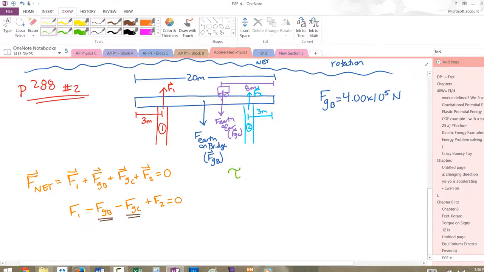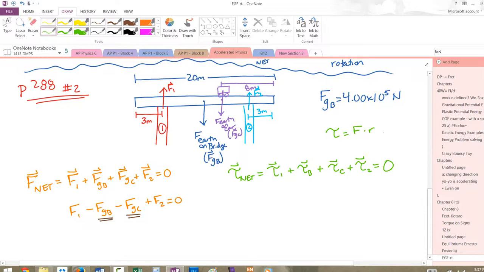So the net torque is going to be all of the torques added together. It's going to be the torque from 1 plus the torque from the bridge plus the torque of the car and the torque of the pier. These all actually are vectors, so I'm going to put vector hats on them just so we don't forget that we need to take direction into account. Those have to add up to 0. Now, remember, torque is really force times the radius.